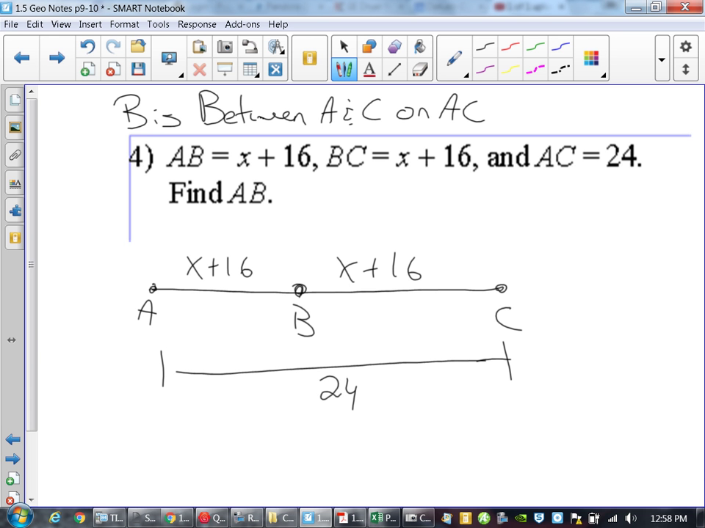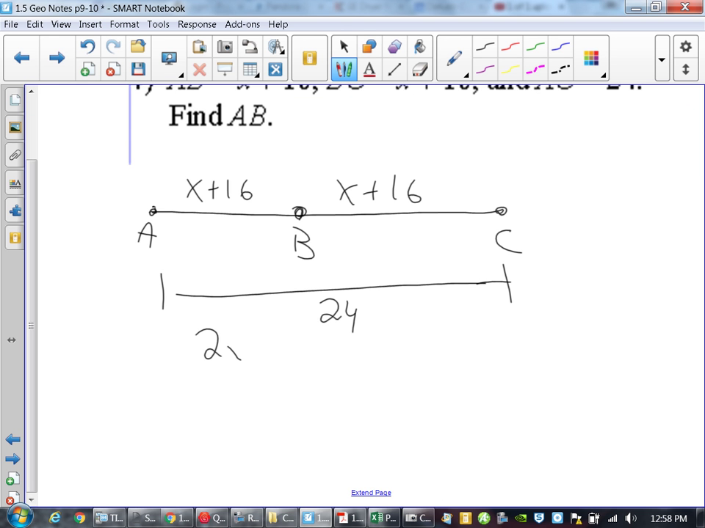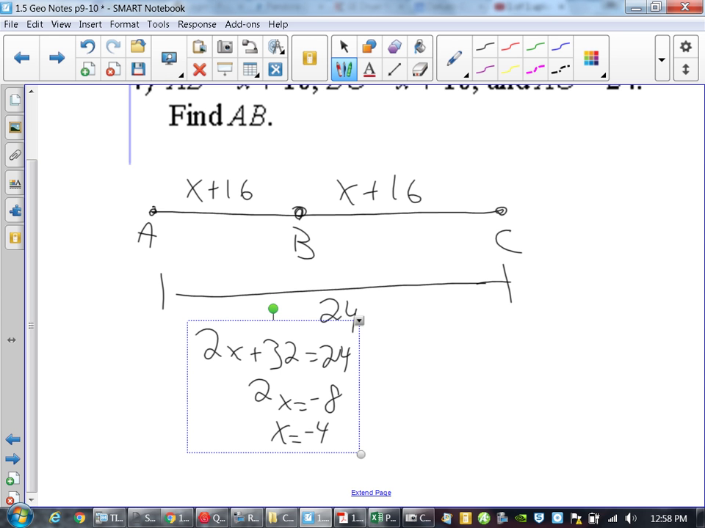What can you guys say right away about B before you do anything? What do you know about point B? It's a midpoint, yeah. It has to be the midpoint because notice AB and BC are the same thing. Convenient. So you have x plus x, you have 2x. 32 is 24. And then x is negative 4.